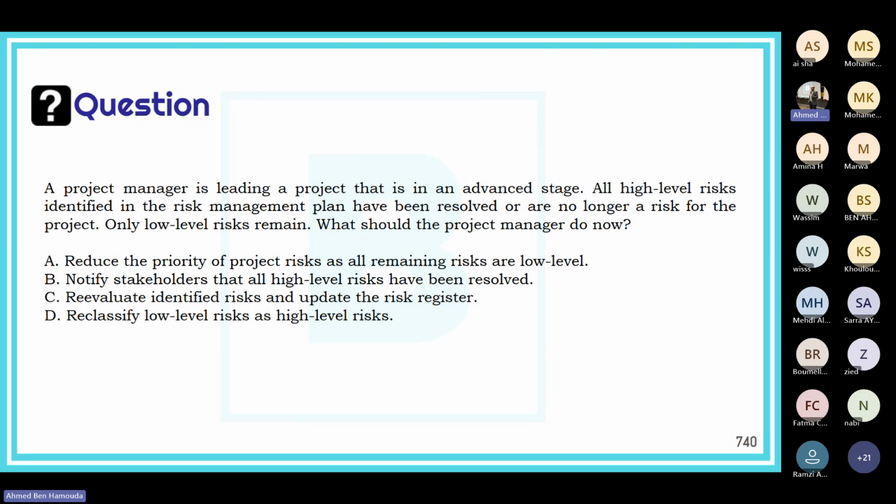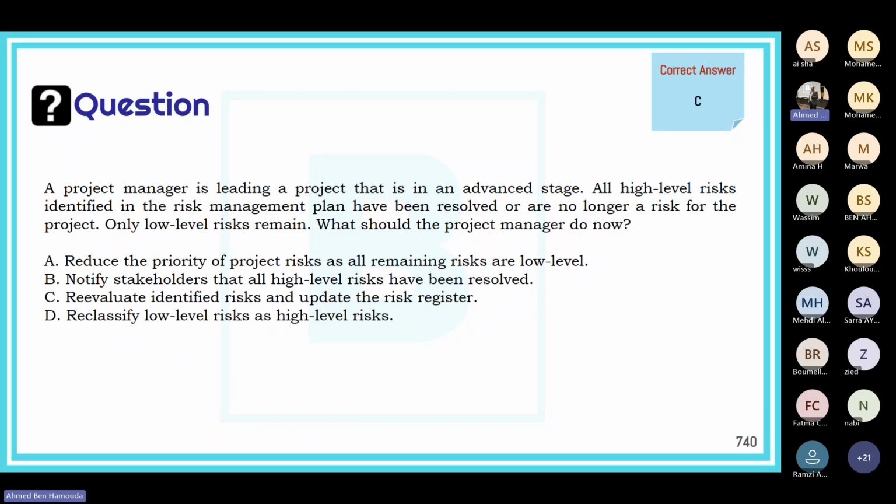This is a good question actually, because here all the high-level risks have been resolved or are no longer valid. So now what's next? Definitely it is to go back to the remaining risks and re-evaluate them. Definitely it is answer C.